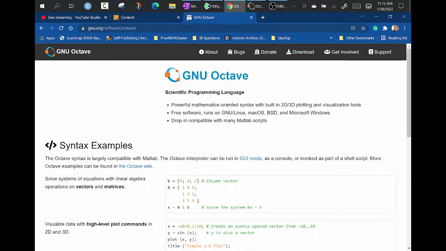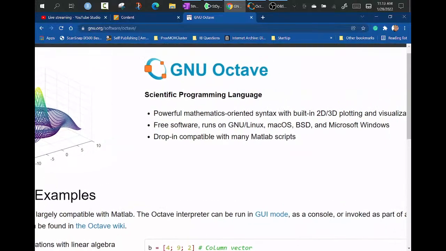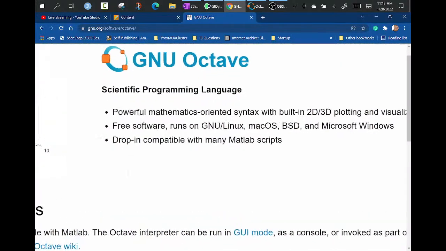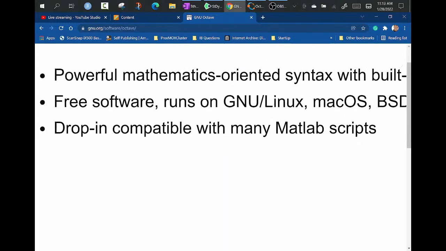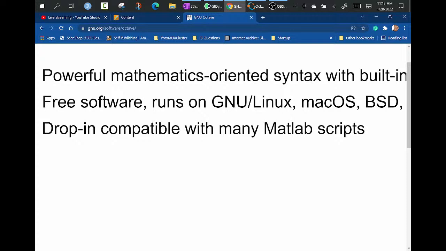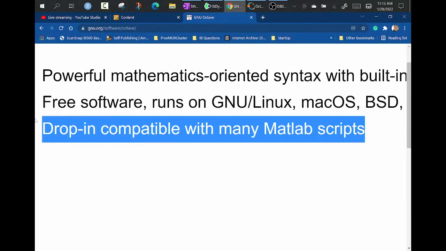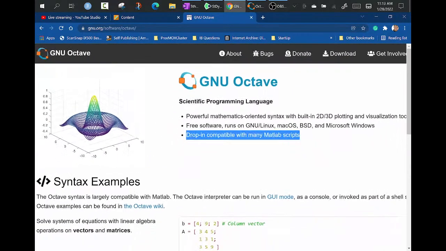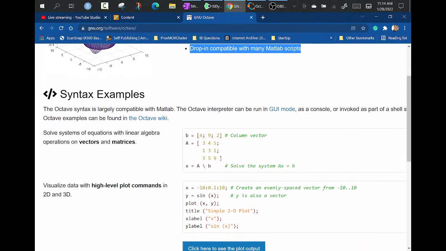The reason being is because if you look at it, the last thing is what is a big deal: drop-in compatibility with many Matlab scripts. So when you take your class here, it's 3003 is what it's called. That's all they do is Matlab. But you may not want to buy the Matlab license. Why pay that if you don't want to? So you just download this, and everything in that course you can do in this software. You just download it and then run it, and everything is there.